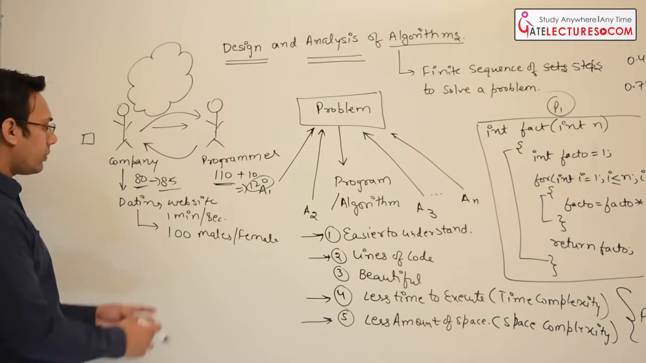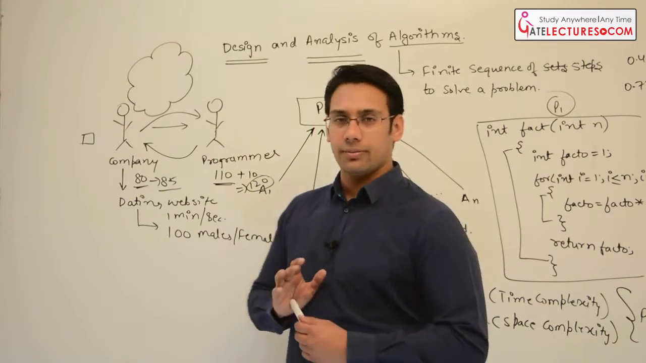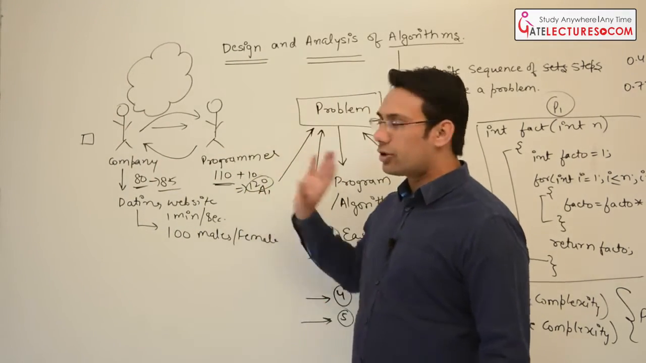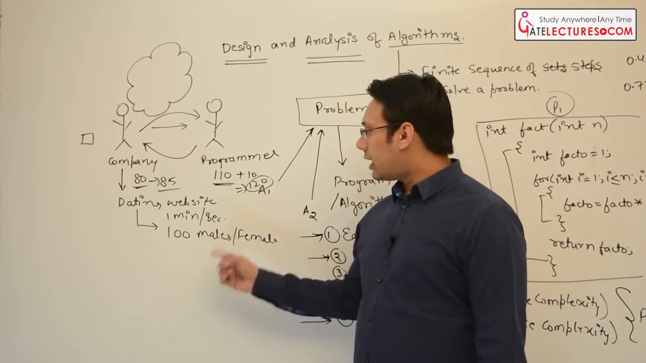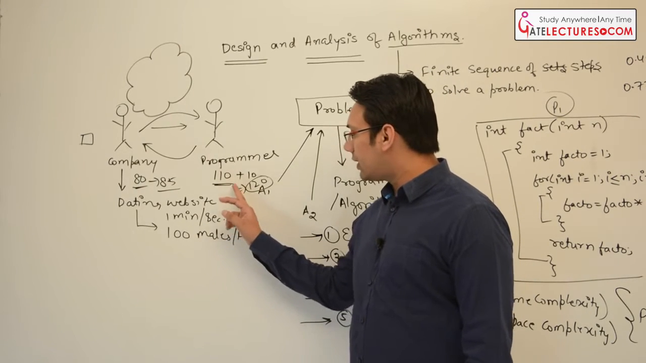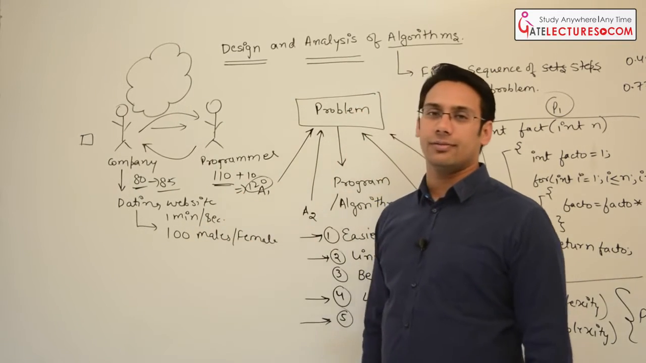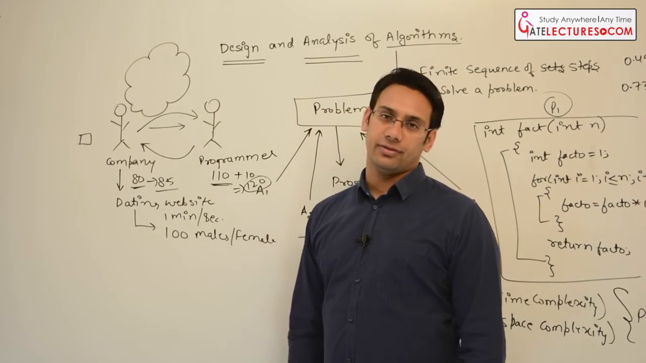Right? Now see, you have done the program in a better way. You have done your best. You have delivered the program to the company or the client. Now the client is complaining that he wanted a program to deliver at least 100 males or females, but on his system this program is going to give only 80 to 85.